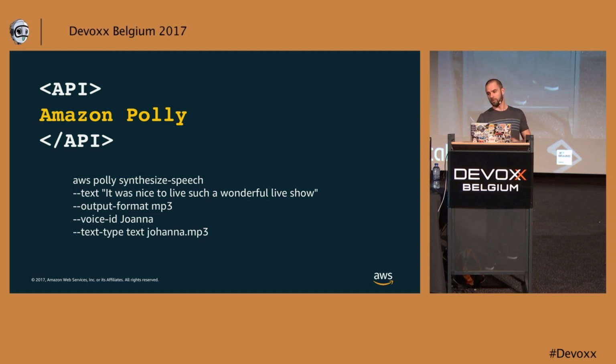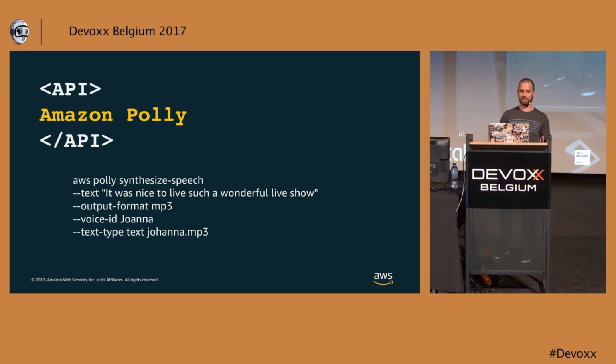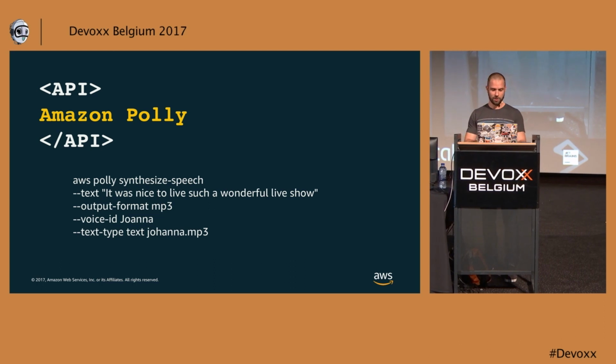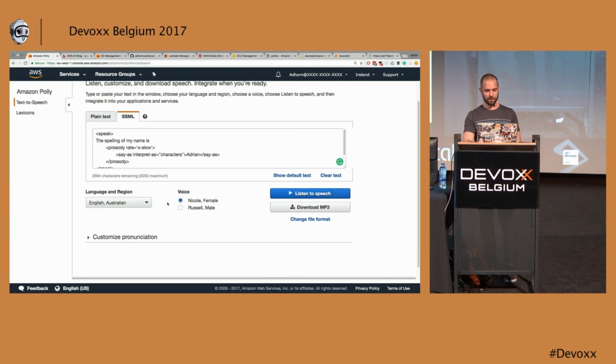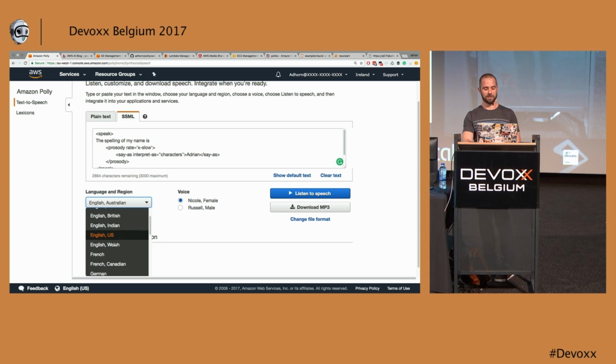The API is super simple to use. Really, API Polly, and then you call the synthesize speech with your string. And then the voice ID is simply the voice that you can see from the console here. So Russell or things like this.